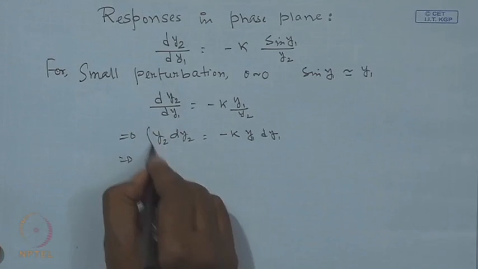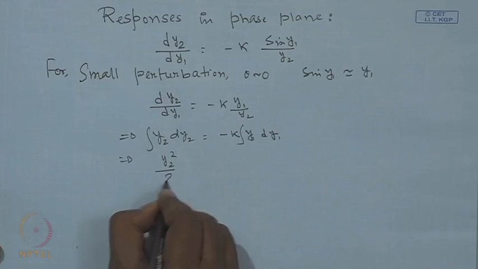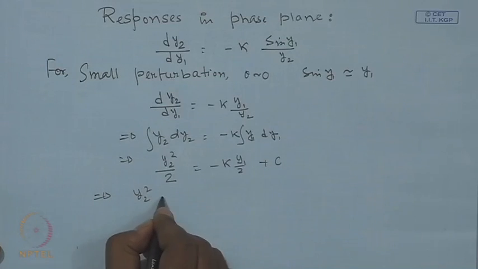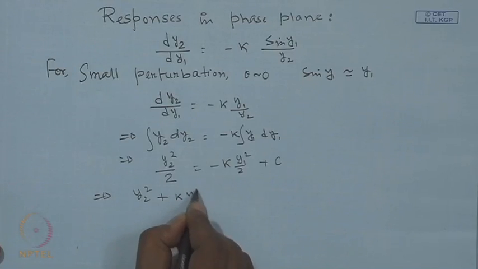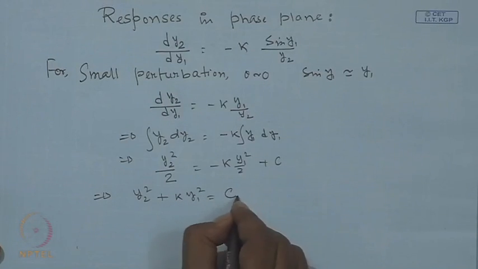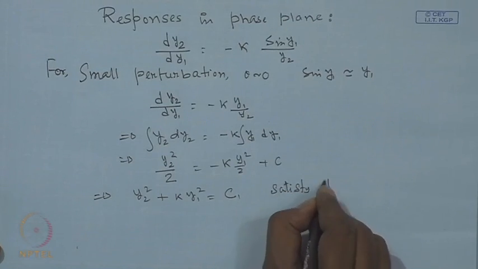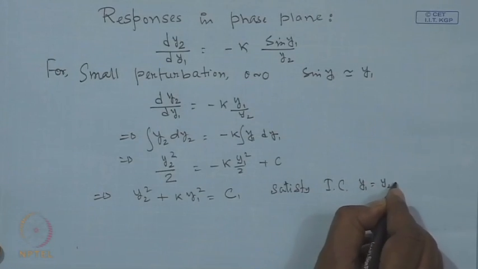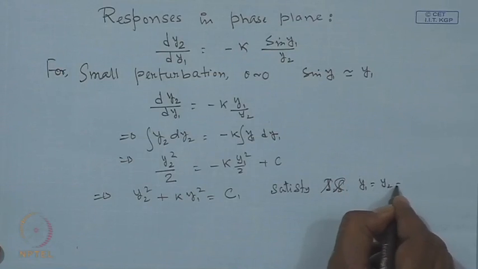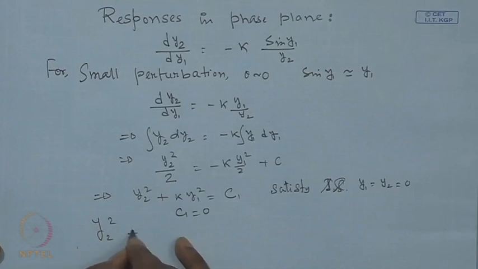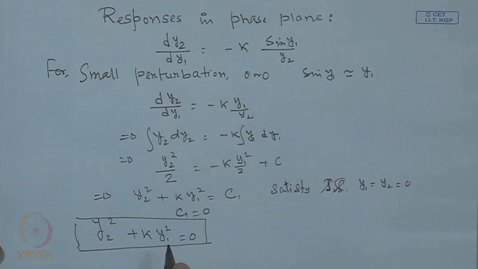So, we can integrate it out. Over integration, what you will get is y2 squared by 2 is equal to minus k y1 squared by 2 plus c. So, you will get y2 squared plus k y1 squared is equal to some new constant c1. This should satisfy the initial condition, that is, the steady state y1 equal to 0, y2 equal to 0. If you do that, then c1 turns out to be 0. So, y2 squared plus k y1 squared will be equal to the constant. That will be the governing equation in the phase plane plot.